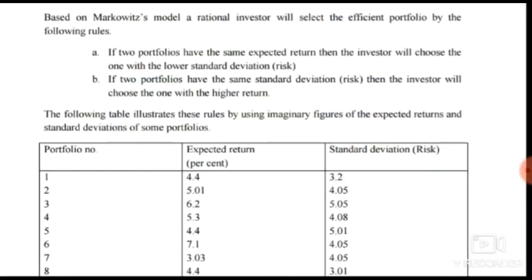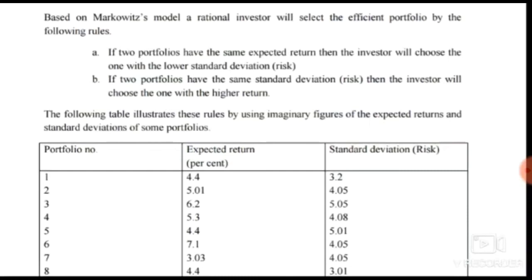First rule: if two portfolios have the same expected return, then the investor will choose the one with the lower standard deviation. That is, if two portfolios have a return of 20, and portfolio A has a risk of 10 and portfolio B has a risk of 20, then the investor will choose the portfolio with the lowest risk, that is the risk of 10.